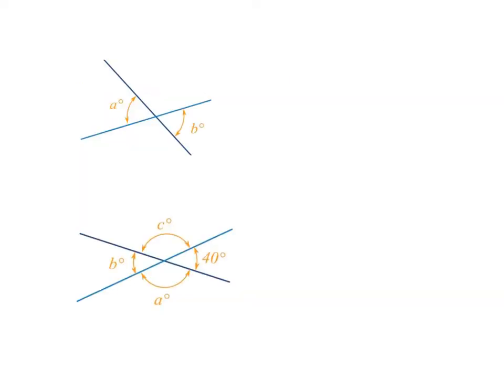So we're going to get to the next one. Excuse me, get the right pen color, right? That's the most important thing. They're called opposite angles.